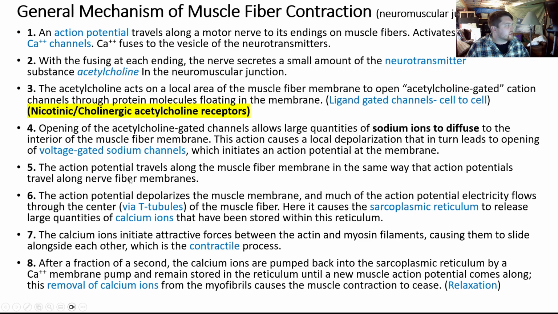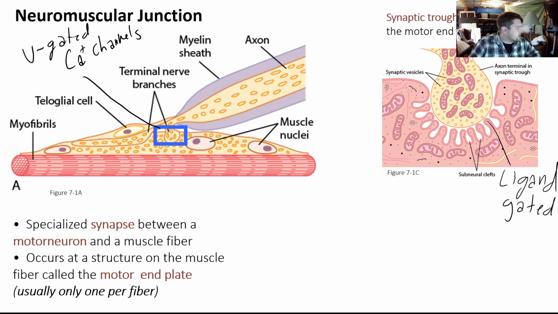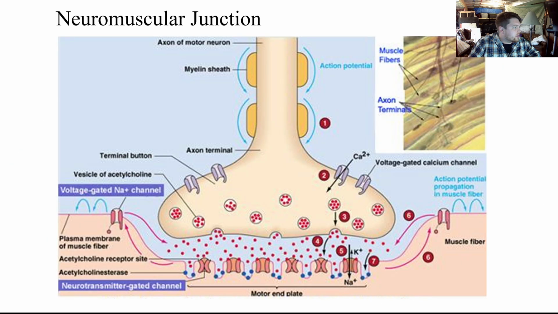So our very, very first step: the action potential travels along a motor nerve all the way to its ending on the muscle fibers, and it's going to activate voltage-gated calcium channels. There's a nice picture here. Here's the axon of our motor neuron. It's coming down, where it's going to meet with the muscle. This whole thing is called the neuromuscular junction. And as the action potential is brought down, remember we have all the voltage-gated sodium and potassium channels all doing their thing as it goes down.